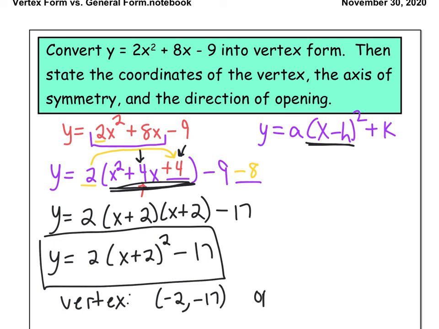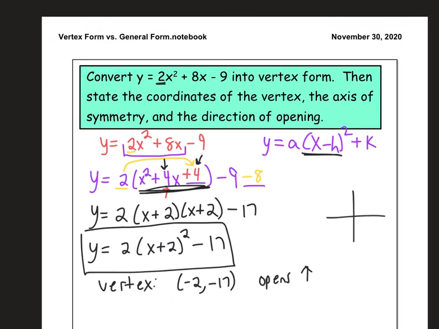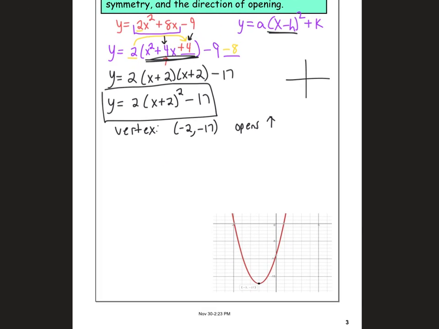This thing opens upward because our a value is positive, right? It was a positive 2, we knew that right away. And then the axis of symmetry, actually I have this one graphed, I just want to bring the graph in to show you guys down there. The axis of symmetry, as we can see, since this graph opens up, just like the previous example, is going to just be x equals the x coordinate of the vertex, which was negative 2.